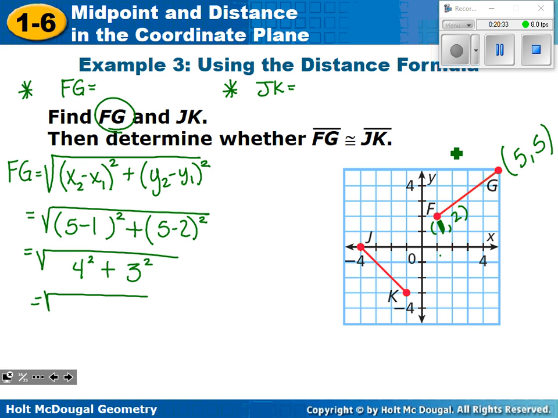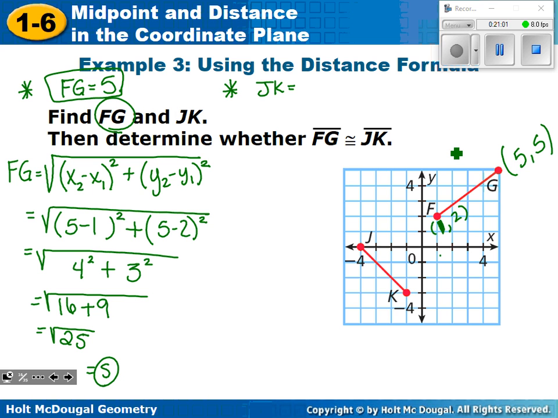Keep your square root over your work all the way to keep your answer correct. What is 4 squared? 16. What's 3 squared? 9. Add them together. What's 16 plus 9? 25. You still have it under the square root, so what is the square root of 25? 5. So on your paper, you would say FG is equal to 5. Questions?